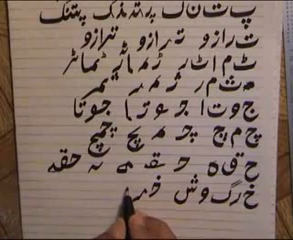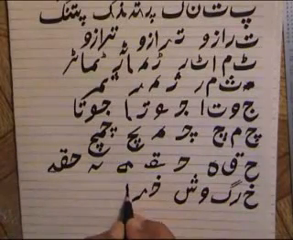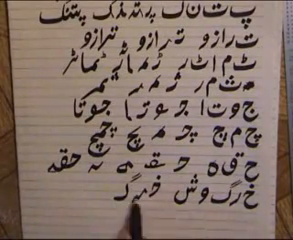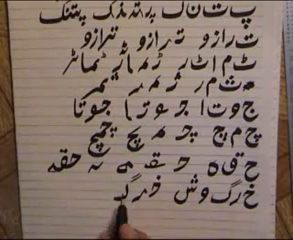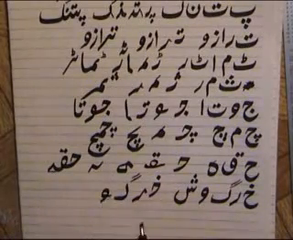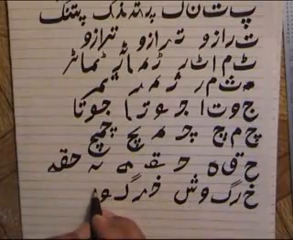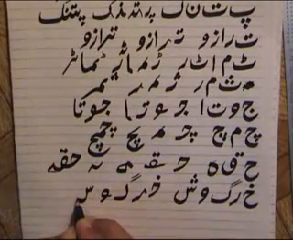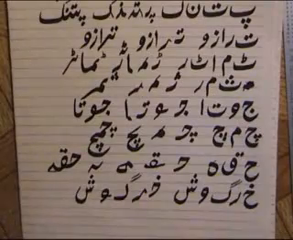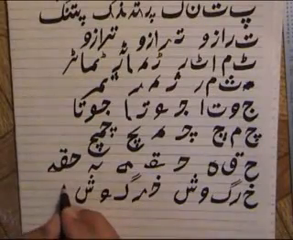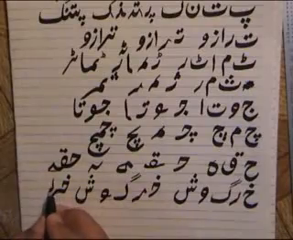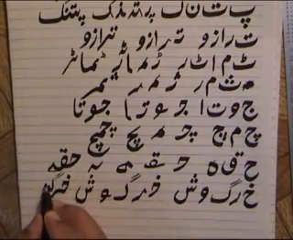And then gaf is a connector, so we can assume initial position of gaf. And then waw is non-connector, again like re, it will assume final position, and this is connector here. And sheen is left only, so it will take the independent position. So when we will combine these, we will get the word like this: khargosh.